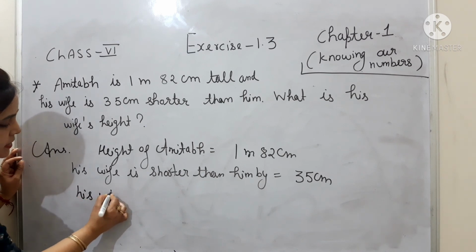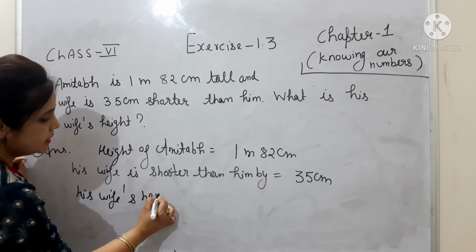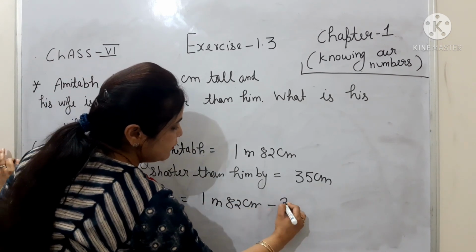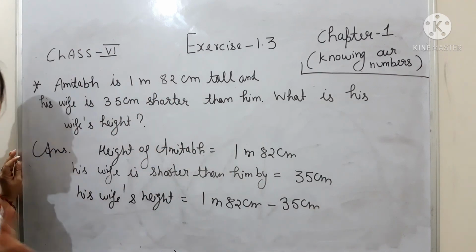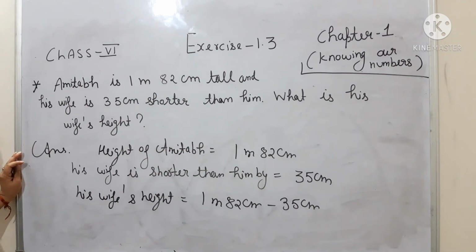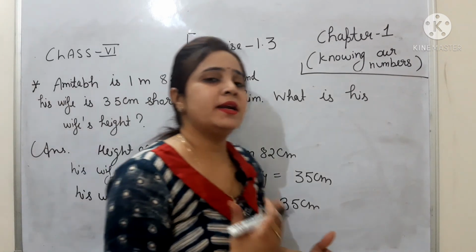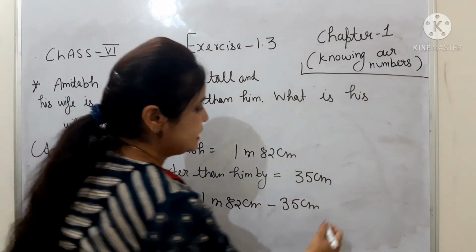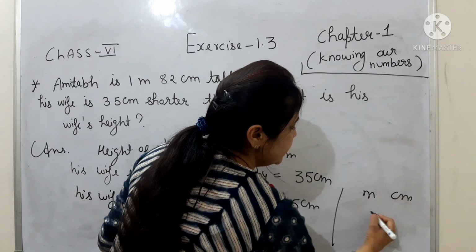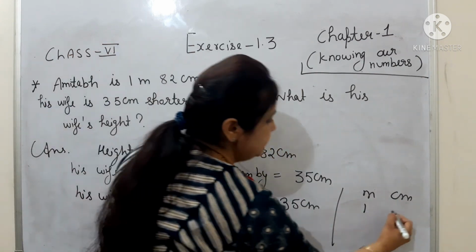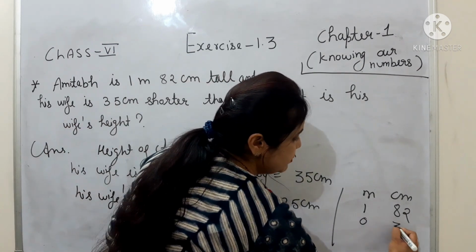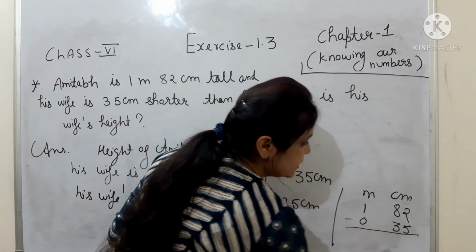Okay, so write down his wife's height is equal to 1 meter 82 centimeter minus 35 centimeter. You did all these things in class 5: under meter you write the digits related to the meter, under centimeter you write the digits related to the centimeter. So it is 1 meter 82 centimeter and it is only 35 centimeter. At the place of the meter we will put 0 and the minus.